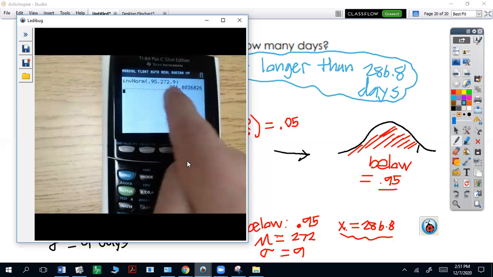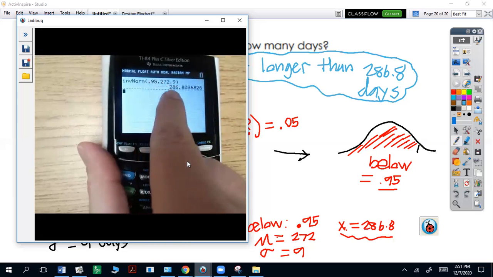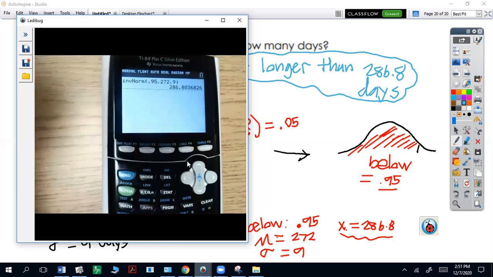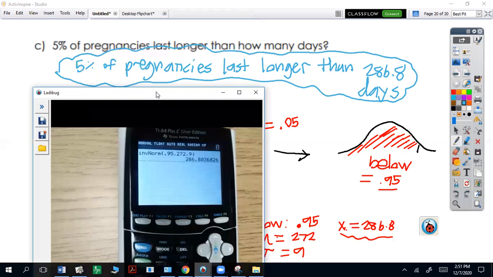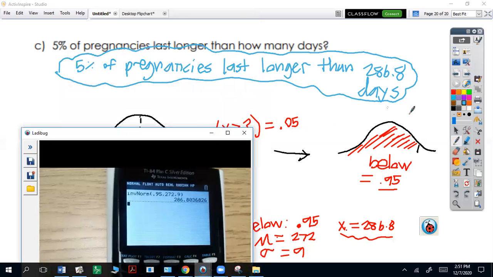So when you calculate that, you're going to use 0.95, but when you interpret that, you say 5% of pregnancies last longer than 286.8 days. You would say 95% of pregnancies last less than that, but 5% of pregnancies last longer than 286.8 days. So that's the interpretation. There's your diagram.